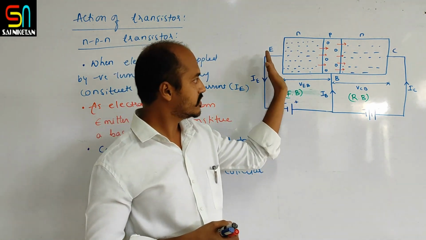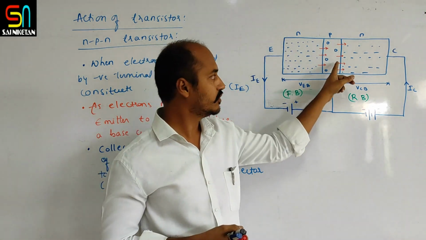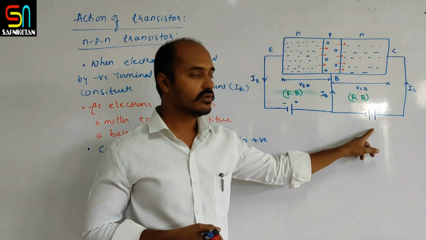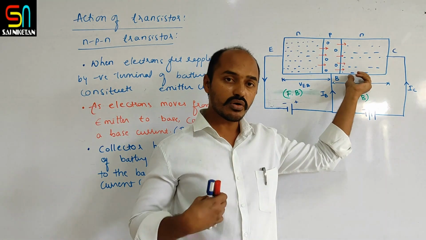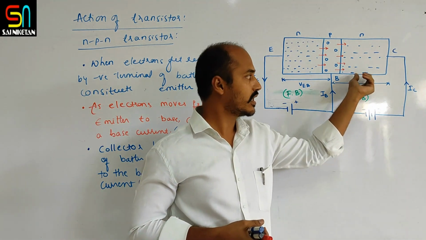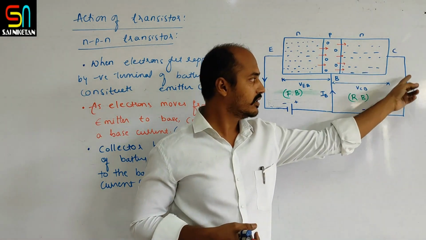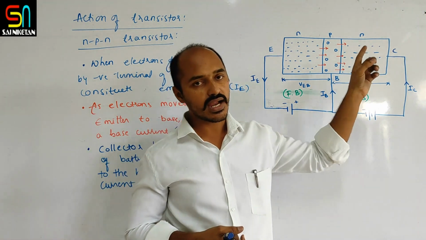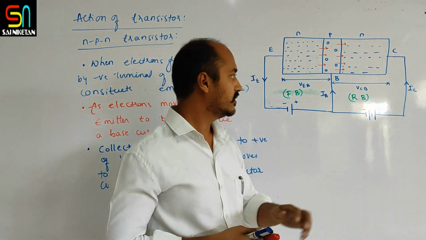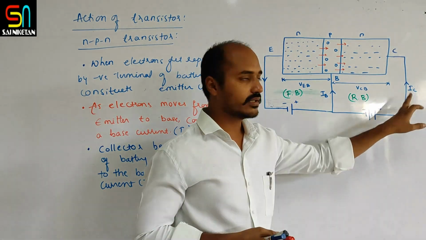Furthermore, a positive field is still applied here. Those electrons get attracted by the positive terminal. The number of electrons collecting here are attracted by the positive, and the movement of the electrons constitutes the current that is called the collector current.